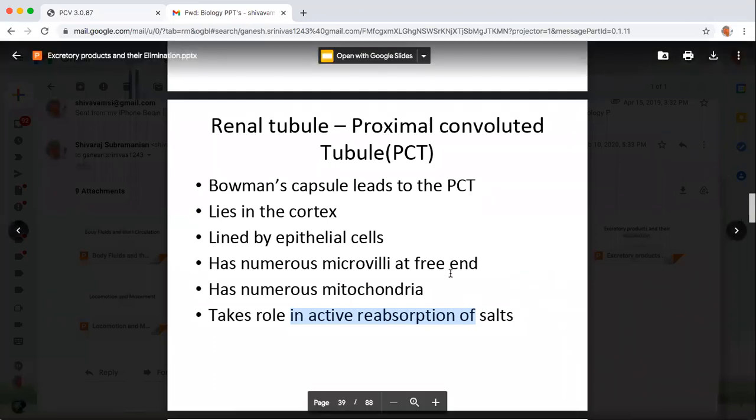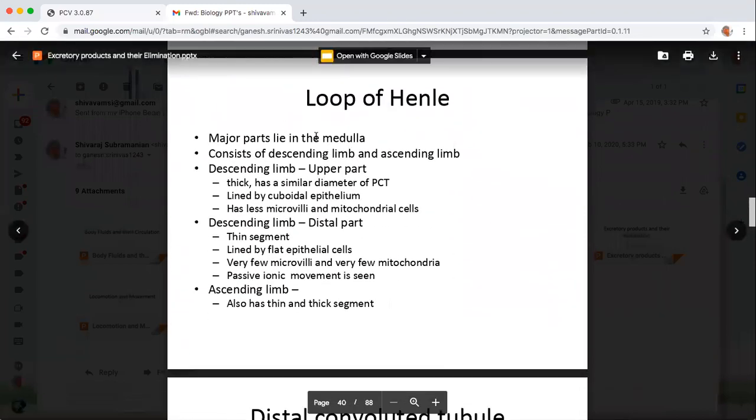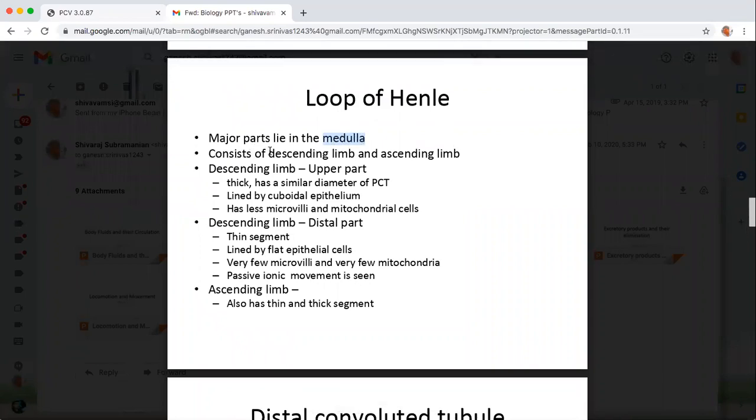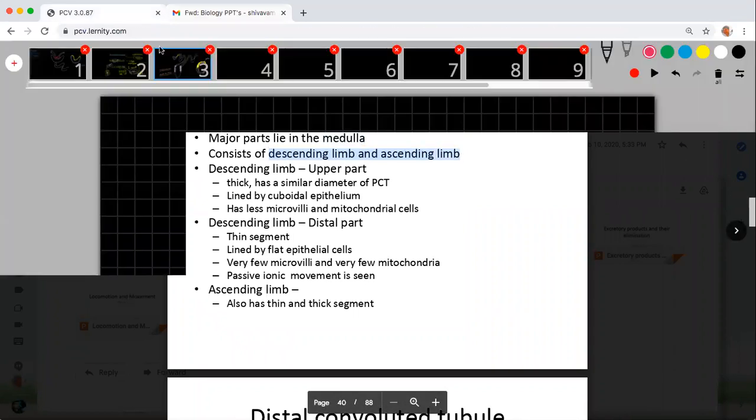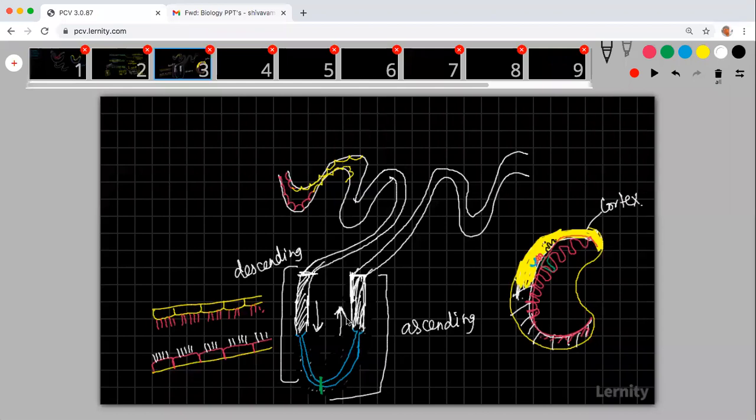Okay, so now this is the proximal convoluted tubule. Now the loop of Henle: the majority of it will lie in the medulla. I told you this point already. It is lying in the medulla region. It consists of the descending limb and the ascending limb. The descending limb is the upper part. So this part is the descending limb, and this lower part is the ascending limb. Because it is coming down, we call it descending. Since it is going up, we call it the ascending limb.